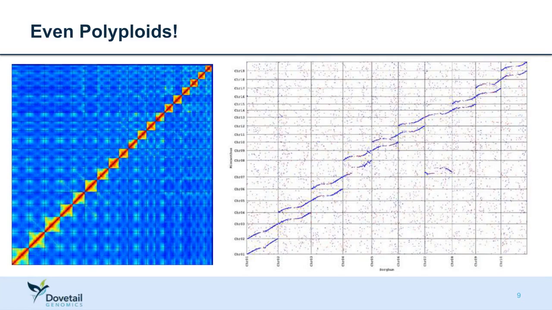As far as polyploids, we were able to work on this project where we did a de novo sequencing assembly. We did Chicago and Hi-C for this tetraploid plant, Miscanthus. As you can see on the left-hand plot, it's beautiful. We could achieve a chromosomal level assembly.